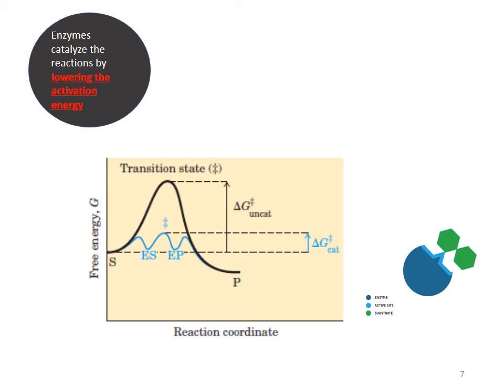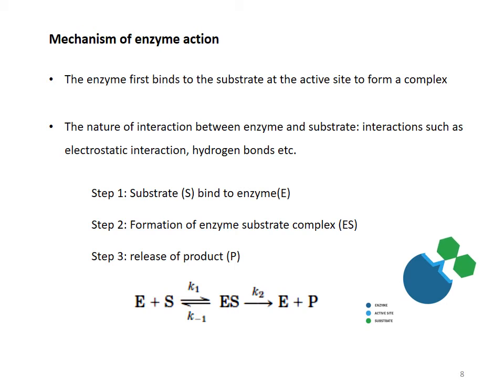The reaction rate is altered by lowering the activation energy of that particular reaction, and this lowering in activation energy is achieved by providing an alternative pathway, and this alternative pathway includes an enzyme substrate complex as well as an enzyme product complex. So the mechanism of enzyme action can be briefly said like this.